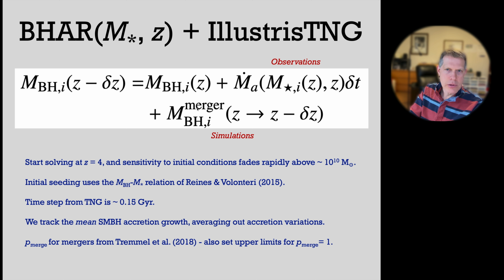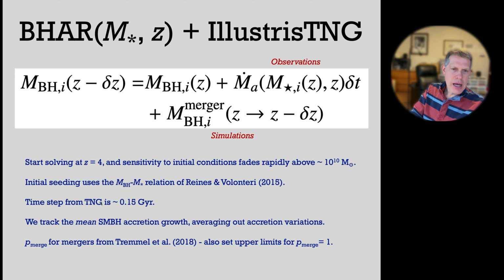We start solving this little equation at a redshift of 4, and we find, as is usual in this kind of work, your sensitivity to the initial conditions that you seed the black holes with fades rapidly, at least for high galaxy stellar masses. Now, we do our best with the initial seeding. We use the black hole mass, galaxy mass relation of Reines and Volonteri to seed these systems at a redshift of 4. But again, the dependence upon the initial conditions is generally very weak, and that happens rather quickly due to all the accretion growth outstripping the initial seeded masses.